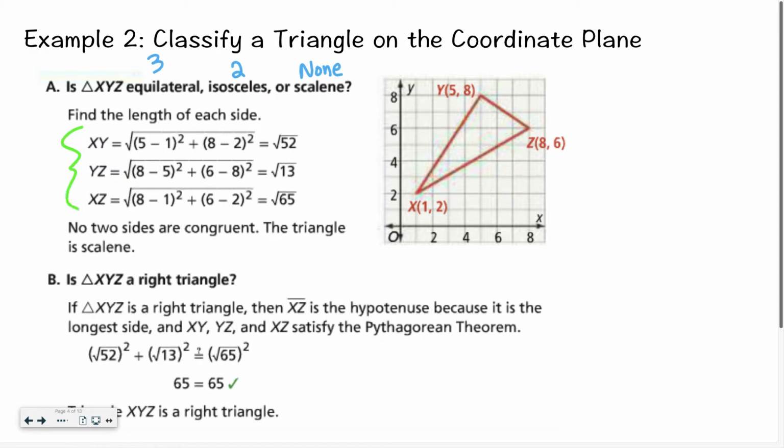The book did it for us. X, Y, they found that it was the square root of 52, square root of 13, and square root of 65. Since they're all different, the triangle is scalene.